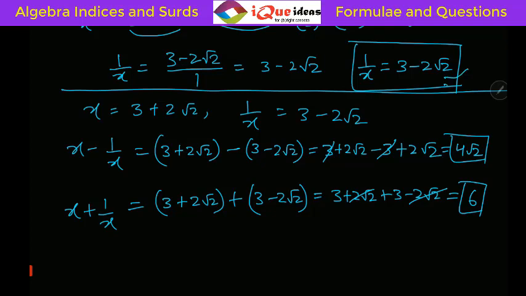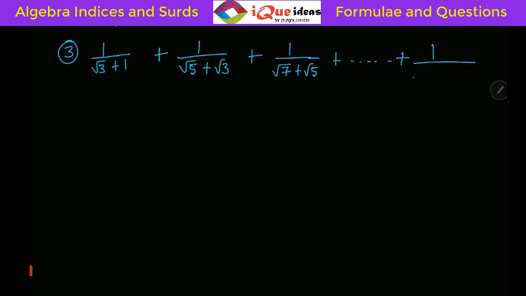So 1 by x is 3 minus 2 root 2, x minus 1 by x is 4 root 2, and x plus 1 by x is 6. So these are the answers of this question. Alright, let's take one more question. The next question says 1 by root 3 plus 1, plus 1 by root 5 plus root 3, plus 1 by root 7 plus root 5, and it goes on up to 1 by root 81 plus root 79, and we have to simplify this.